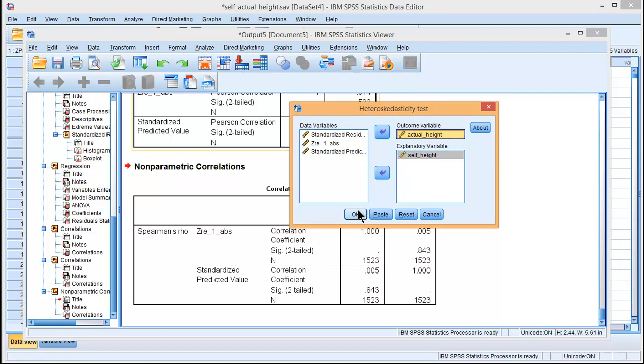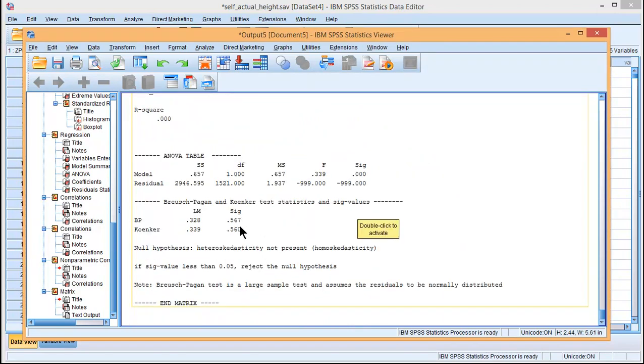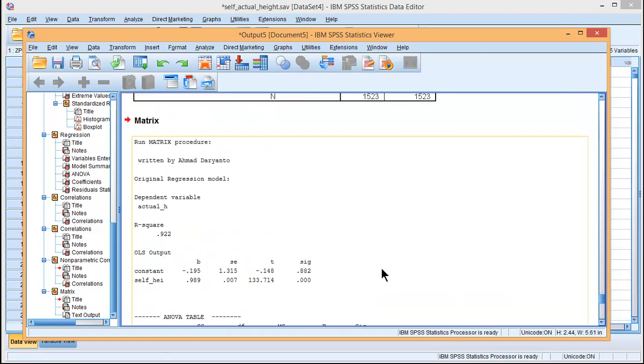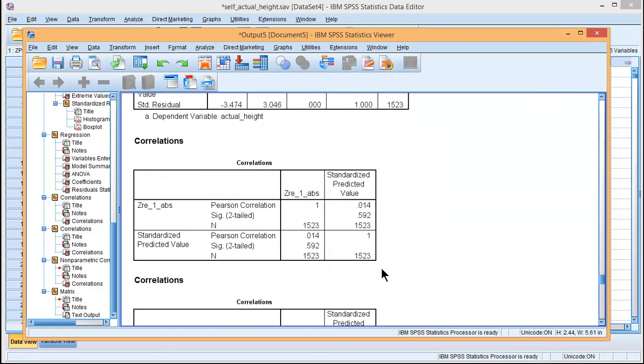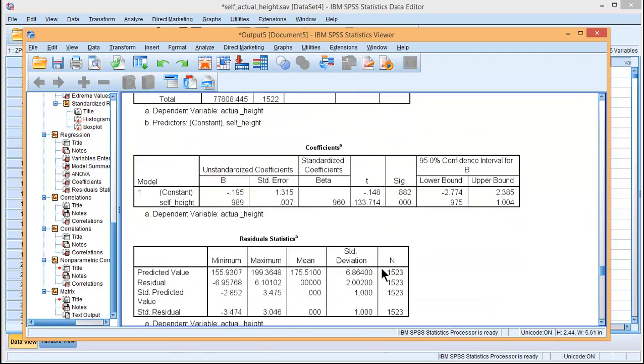Again, I assume you watched the video where I talk about heteroscedasticity in the foundation section of the chapter. And you can see that the p-value for Koenker is p equal 0.560. That is not less than 0.050, and therefore I can assume that homoscedasticity is present in these data. So there's a very substantial relationship between self-height and actual height, and it's statistically significant, and the unstandardized beta weight is equal to 0.989.